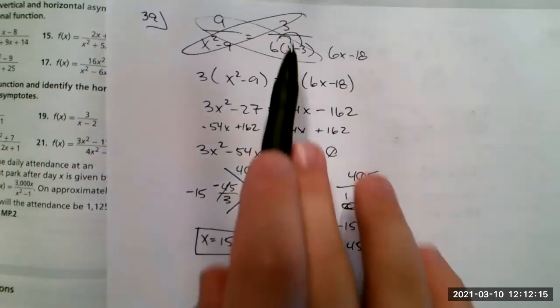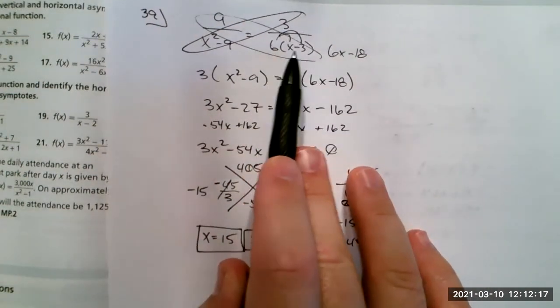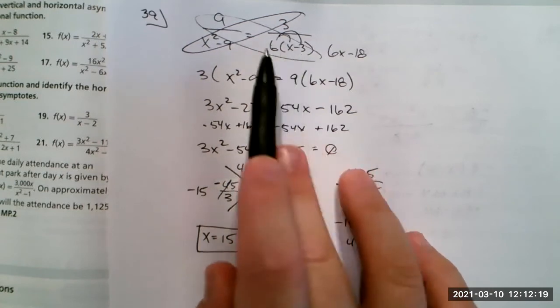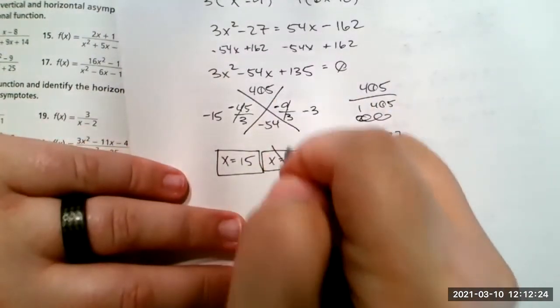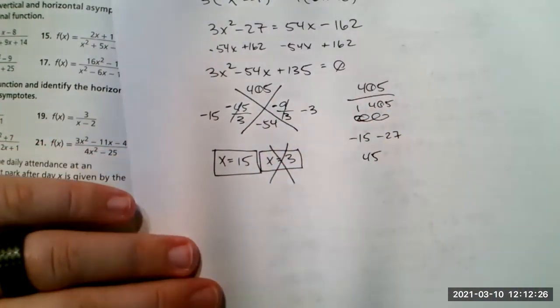If you go back up here and look, 3 minus 3 is 0. 6 times 0 is 0. That's going to cause a mess down there. So I'm not going to be able to include 3, but 15 will work.